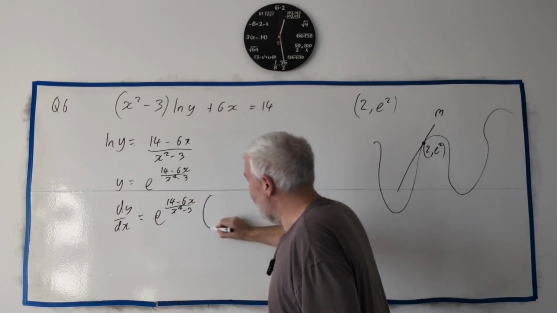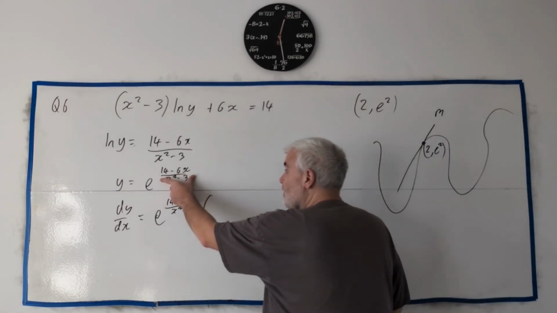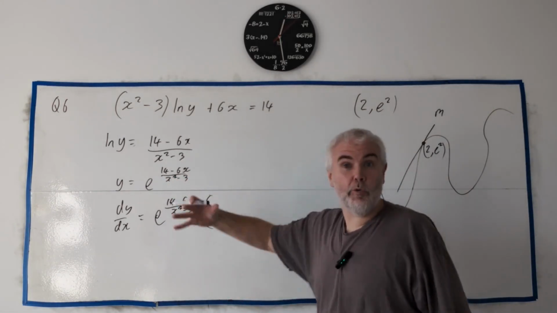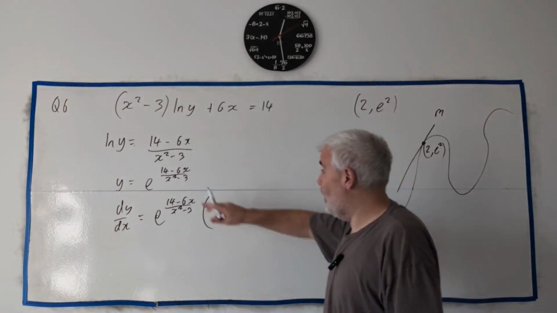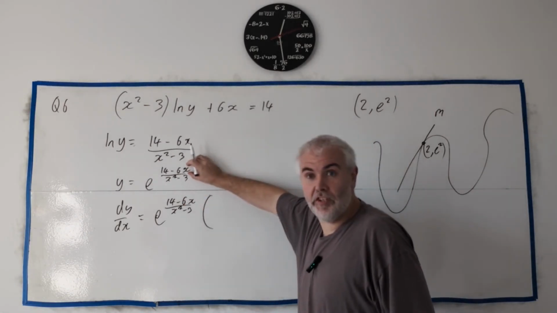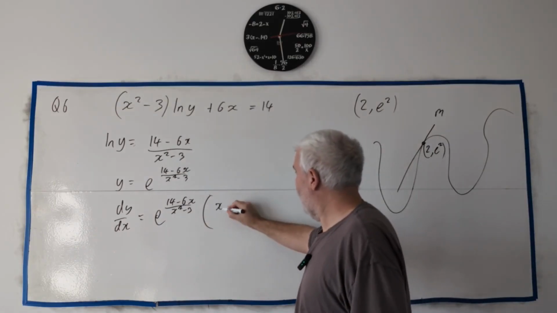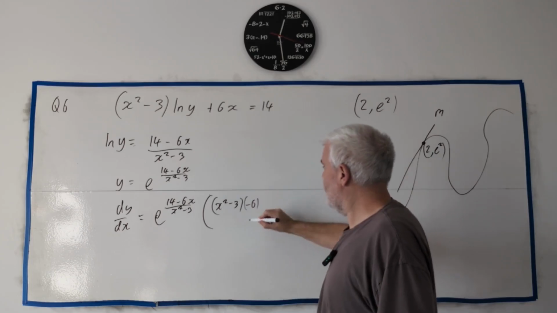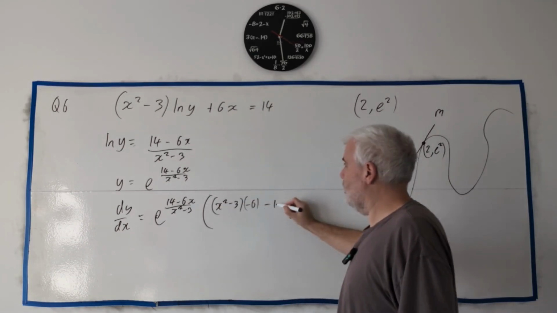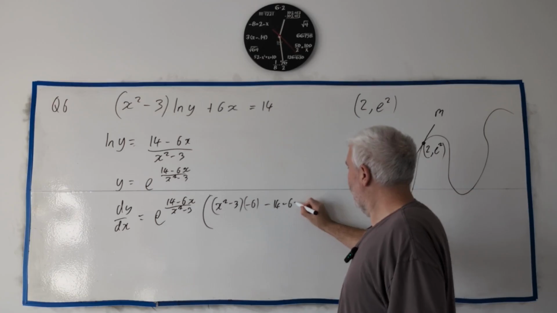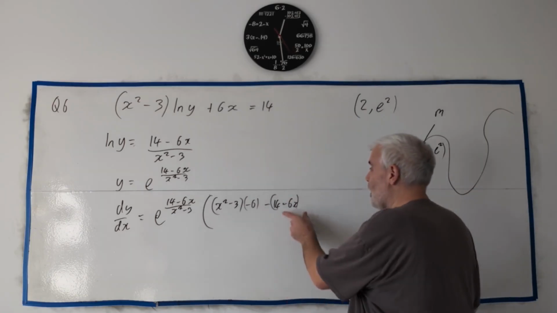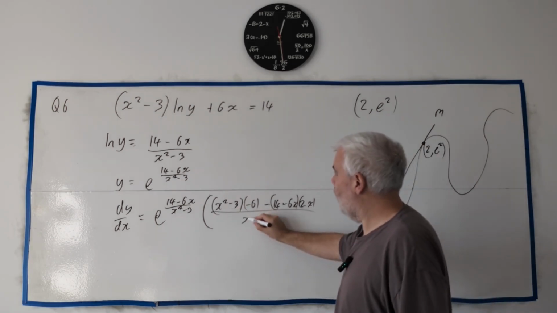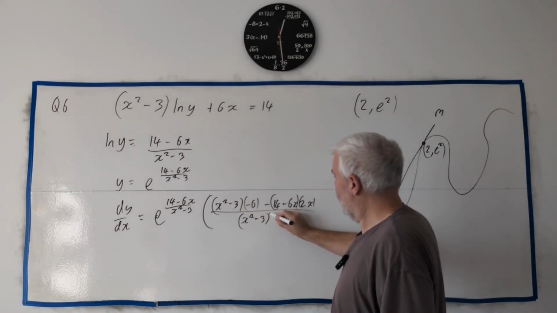But the chain rule says then we need to multiply that by the derivative of up here. So really, you just have to differentiate up here. And that's the quotient rule. That's, let's see, the bottom row multiplied by the derivative of the top. I guess I can write it all out. X squared minus 3 multiplied by the derivative of the top. That's minus 6. Take away the top row. I hope I haven't got these the wrong way around. The top row multiplied by the derivative of the bottom, 2x, divided by the bottom row squared.